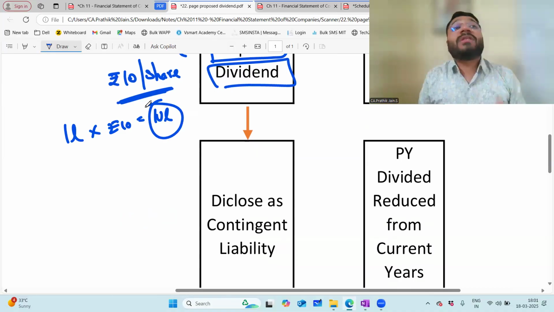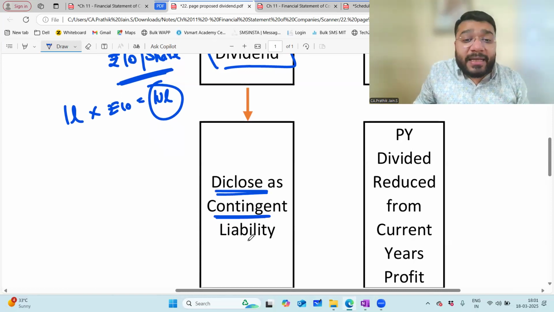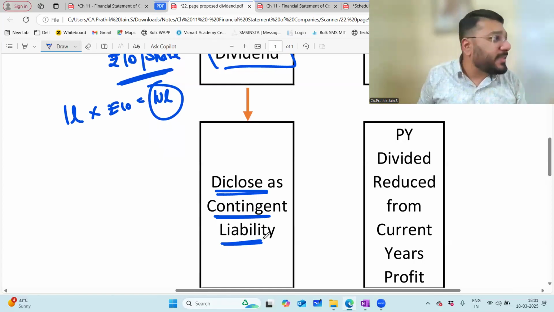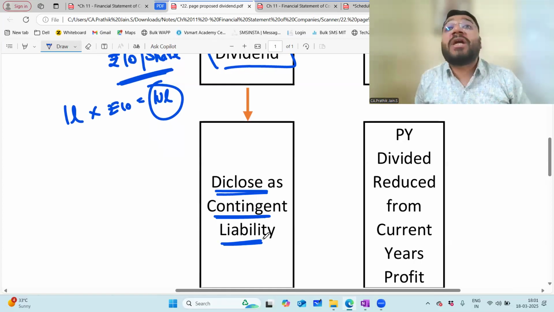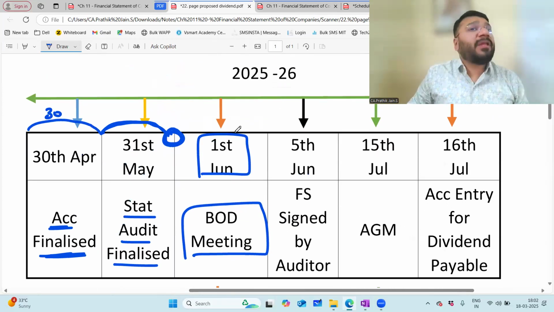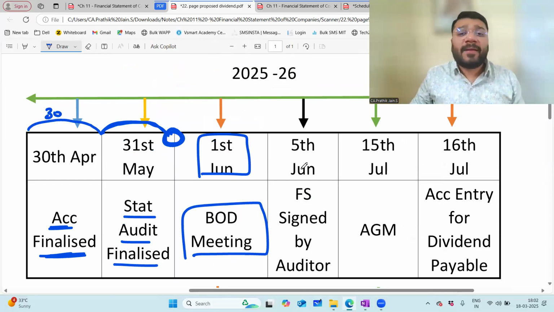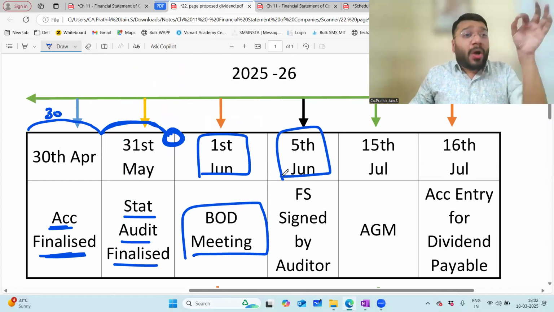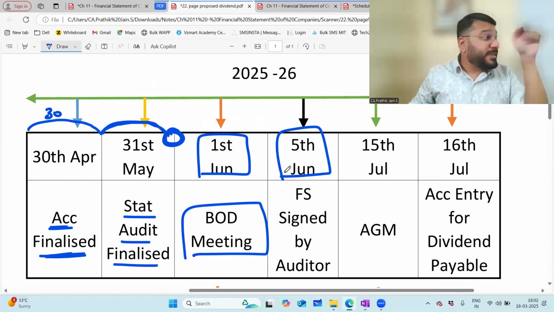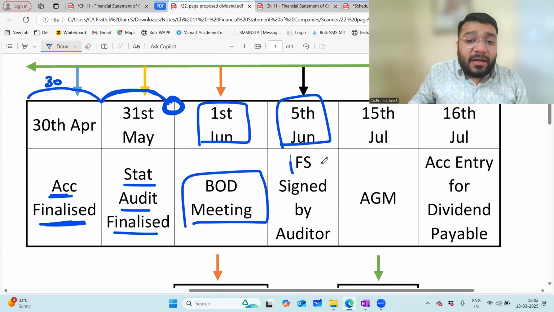Now this, where will I disclose in the financial statement? I will disclose this information in the financial statement under contingent liability, just as a disclosure. What is contingent liability? I'll discuss in some time. This will be disclosed under contingent liability. Now next, what happens? Sir, on 1st June, after the board of directors meeting is over, on 2nd June or 3rd June or 4th June or 5th June, in the next 2-3 days, this information is incorporated in the financial statement. The auditor who is present in that meeting will pick up that information, put it in the contingent liability of the financial statement, and that day he will sign the financial statement.